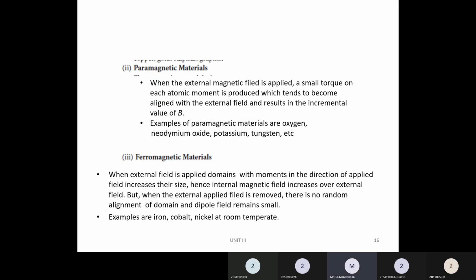Okay, so tungsten and the like come under paramagnetic materials. Whereas ferromagnetic materials have a larger magnetic field; even for a small applied external magnetic field, you get a large amount of torque. Iron, nickel, and cobalt all come under ferromagnetic materials.